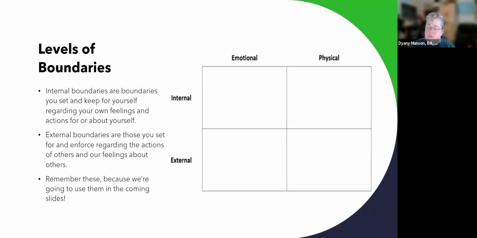Okay, I struggle with that. And so I'm going to practice setting this boundary with myself and not saying those nasty things to myself when I mess up. An internal physical boundary is stuff that we do for ourselves.